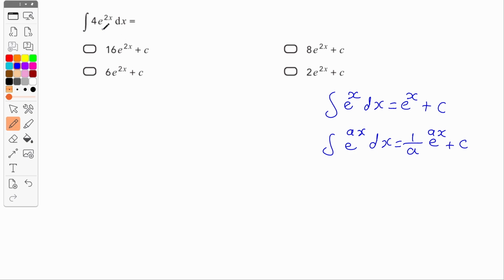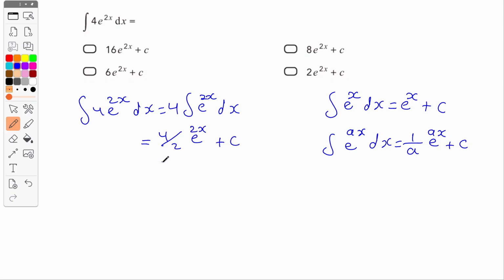So for the answer of this one, you have to take this 4 outside. The integral of 4e to the 2x dx, just take this 4 outside. The integral of e to the 2x dx will be, 4 as it is, then you should divide by this 2, e to the 2x plus c. Final answer, 4 divided by 2 is 2, e to the 2x plus c. Which one? This one: 2e to the 2x plus c.